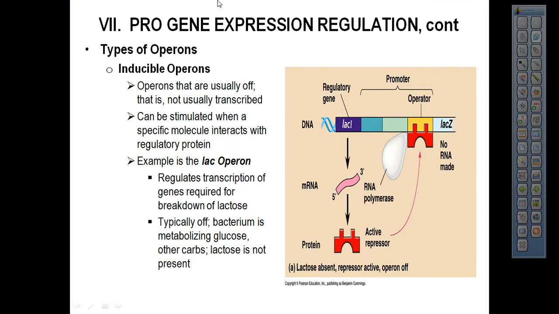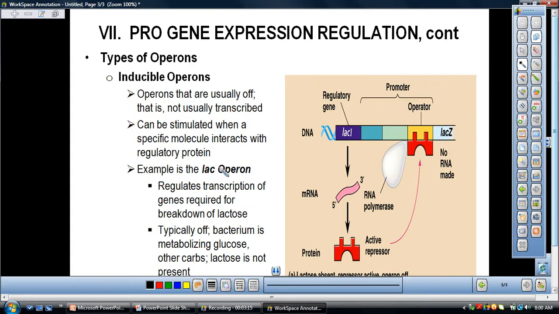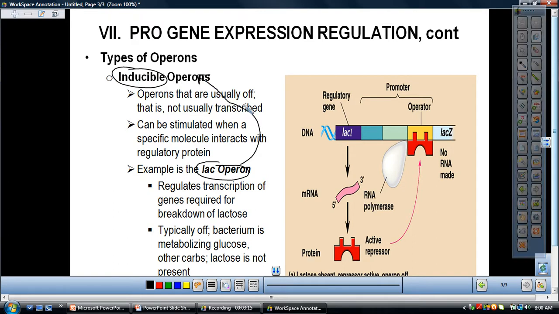Okay, so the two types of operons, we've got the inducible operons, okay, which is the lac. Put that with that name right there. Okay, you need to associate the lac operon is inducible. What does inducible mean? They're usually in the off position. That is, they're not usually being transcribed.